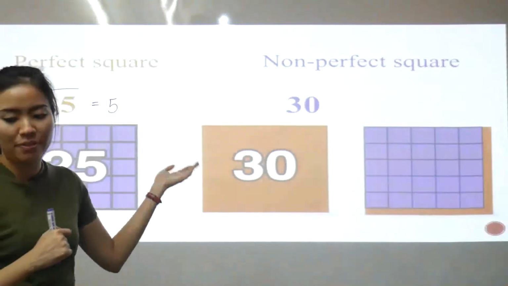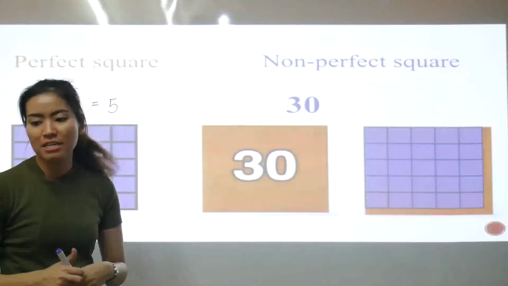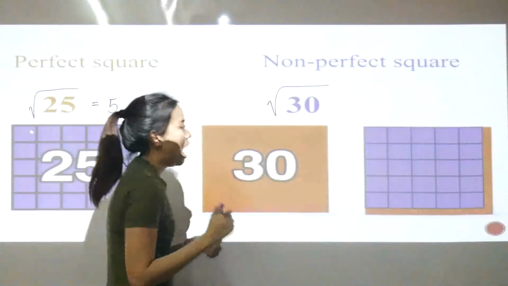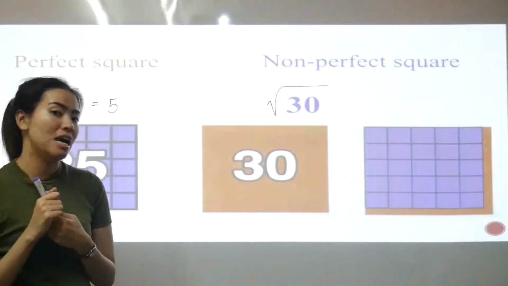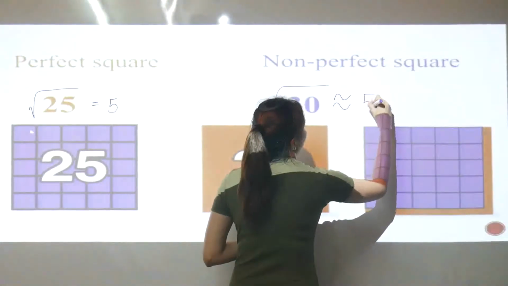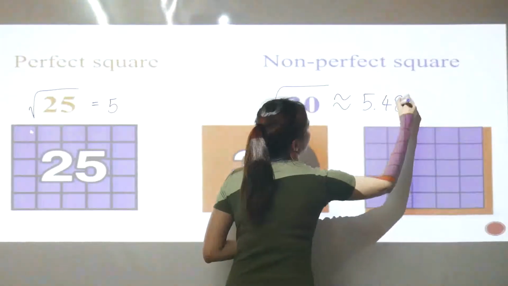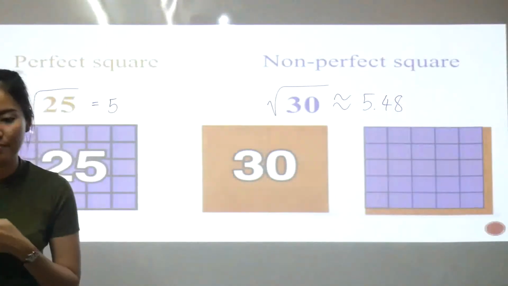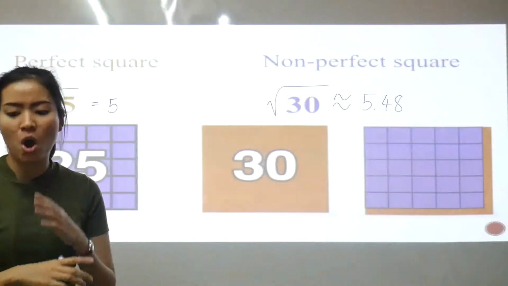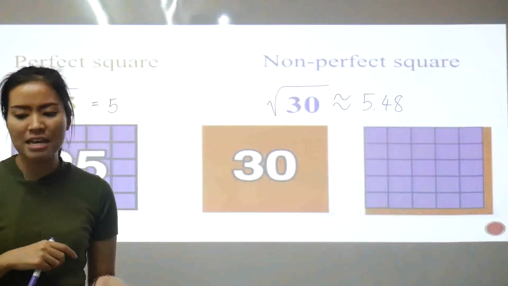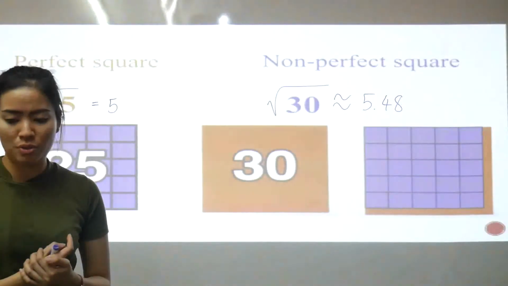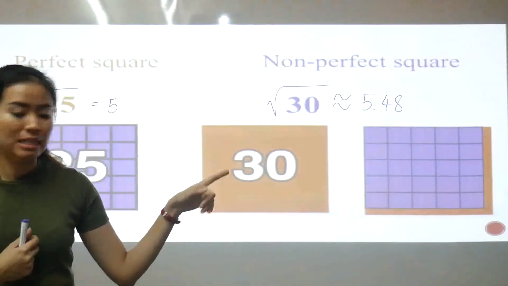A non-perfect square is 30, because if I take the square root of 30, I will get approximately 5.48, which of course is not a whole number. So there is no whole number that we can square to get to 30 like this.